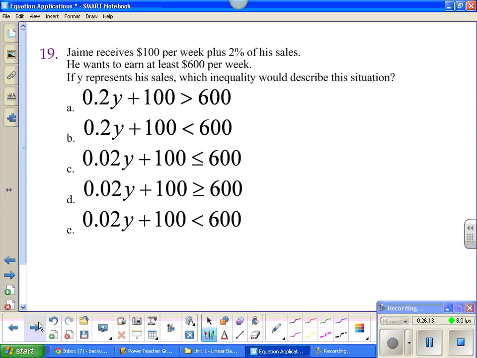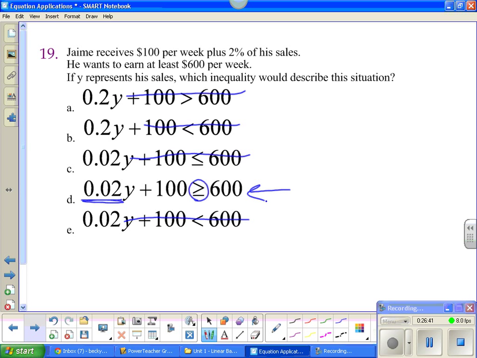Jamie receives $100 per week plus 2% of his sales. He wants to earn at least $600 per week. If you want to earn at least $600, that's $600 or more. So that's greater than or equal to $600. So I'm going to take this one out because it's just greater than. This one's a less than. This one's a less than. This one's a greater than or equal to. I like that. And this one's a less than. I want to earn at least $600.